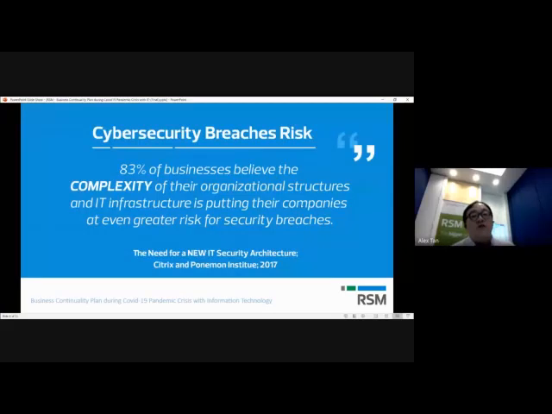When we talk about cybersecurity, of course, we talk about data breaches, or the breach risk. As such, if risk impact in cybersecurity is not enforced, it will eventually cause an even greater risk. This is a case study done by Citrix, published in 2017, which says 83% of businesses believe the complexity of the organization structures and its IT infrastructure is putting their companies at even greater risk for security breaches.